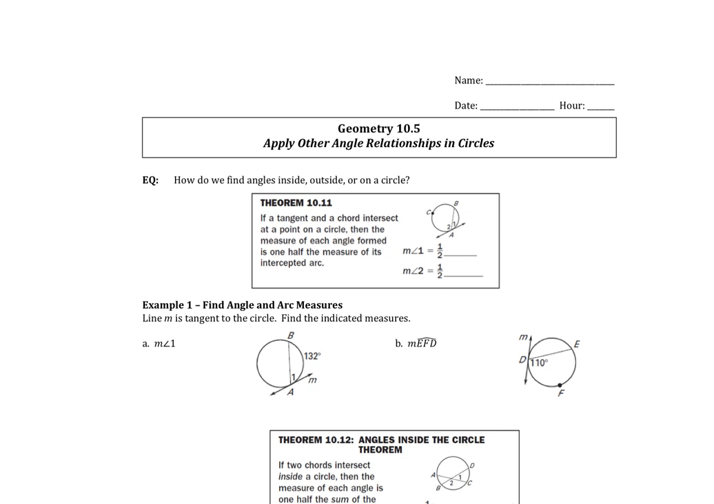This is 10.5, which is applying other angle relationships in circles. Our essential question is how do we find angles inside, outside, or on a circle? So let's go ahead and get into this here.